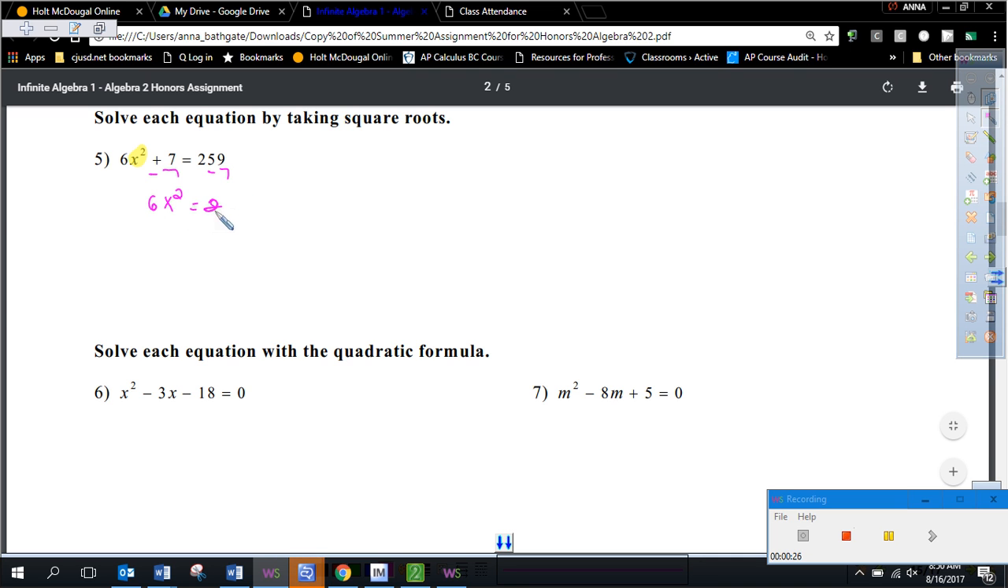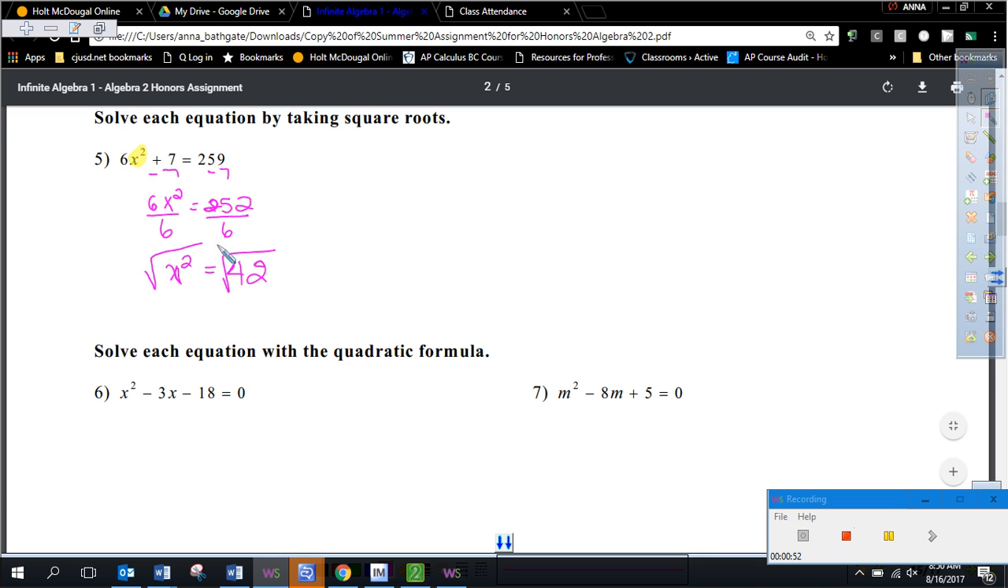equals 252. I want to get x squared by itself. Since it's being multiplied, I'm now going to divide both sides. To get x squared equals, that is 42. X squared equals 42. To get rid of the square, I now want to take the square root.